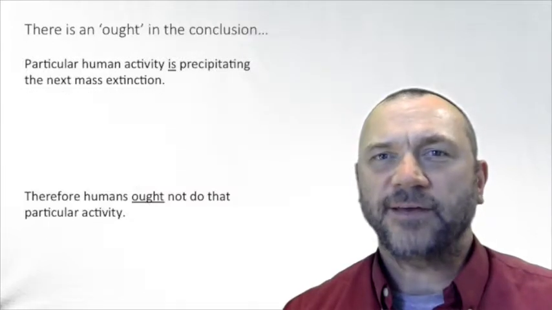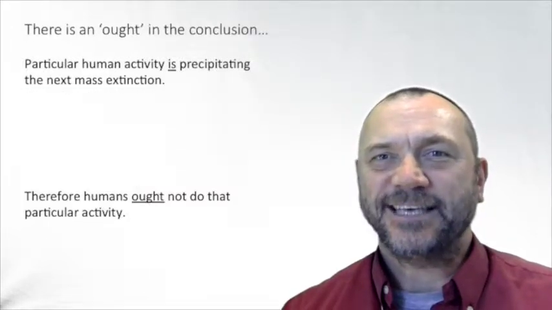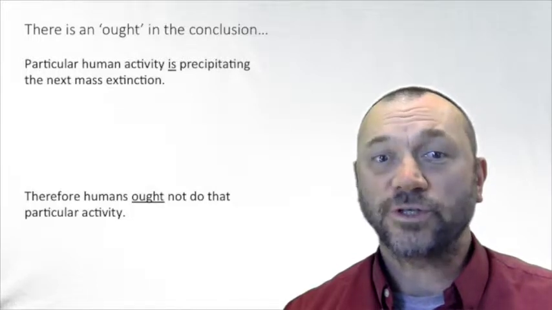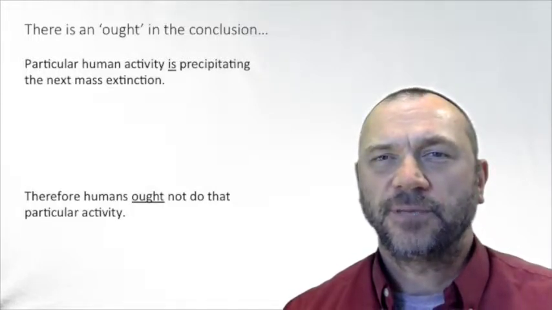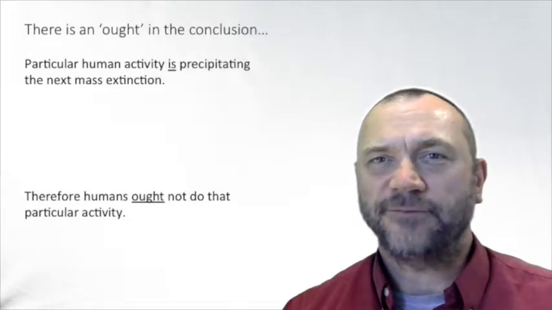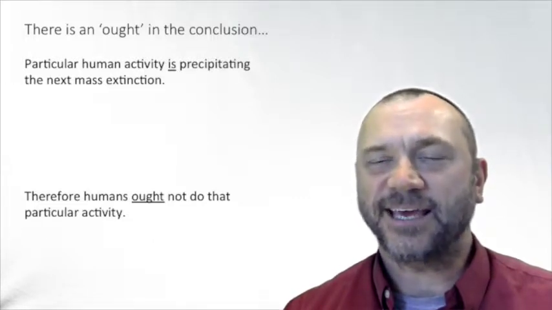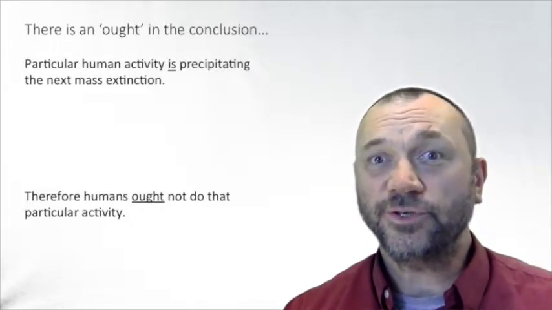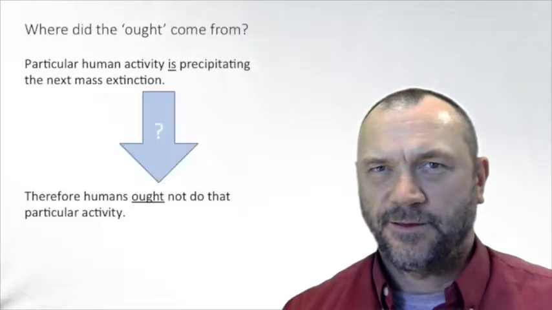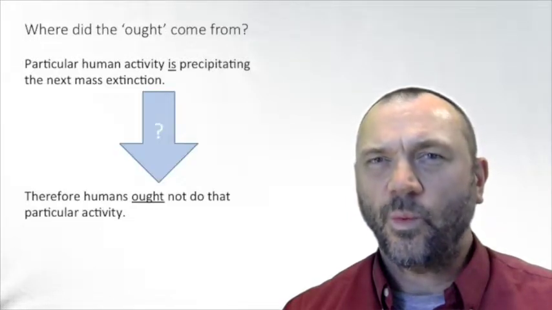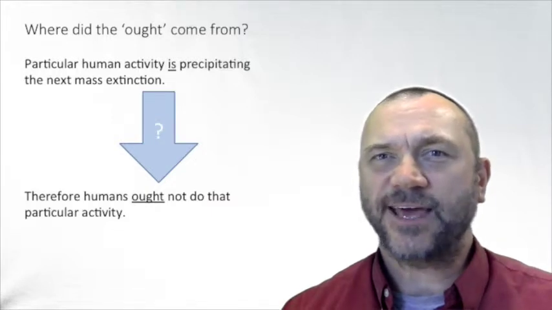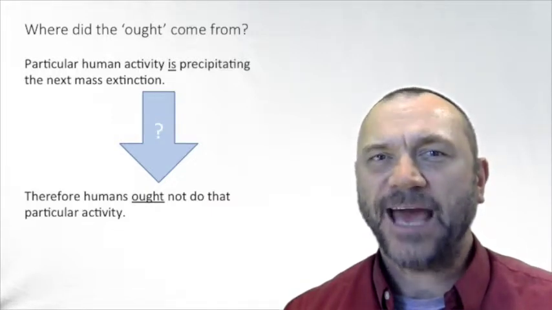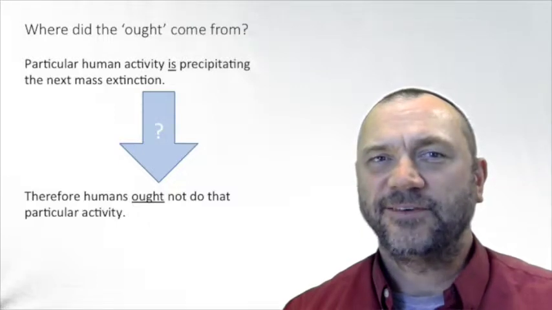Well, the first thing to point out is that there's an is in the premise and an ought in the conclusion, but no ought in the premise. So is refers to a matter of fact, claiming something is the case, but an ought is an instruction. It's telling us what we ought to do or should do. So how do we make sense of the presence of that ought in the conclusion? How do we get from an is to an ought?